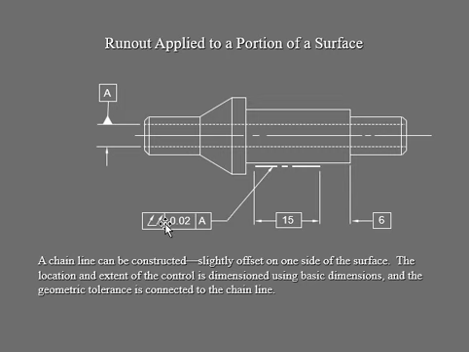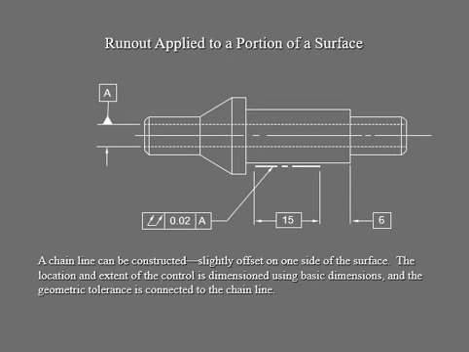Total runout, sorry, what am I saying? Total runout tolerance is 0.02, okay. And your datum feature is your A, and your basic dimension from here to here is your 15, and here is your 6, okay. We are in the metric unit system.